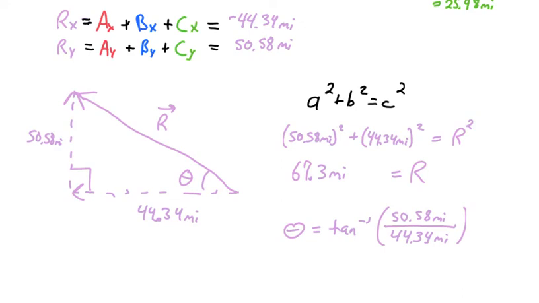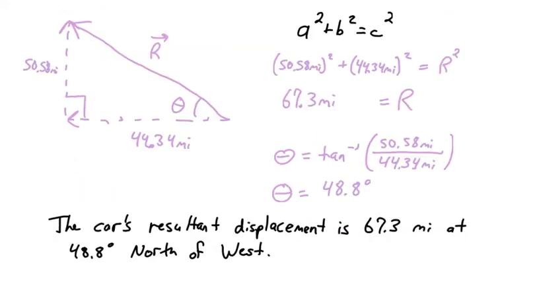48.8 degrees. And the last step in these problems is to write out our answer so that it's one coherent statement. So on this one, I would write out that the car's resultant displacement is 67.3 miles at 48.8 degrees, and then that north of west part, well, if it had been straight in this direction, that would have been west. I know that it's 48.8 degrees away from west, and it's rotating up this way, not down this way. Up this way is getting closer to north. So that's 48.8 degrees here. That's north of west.